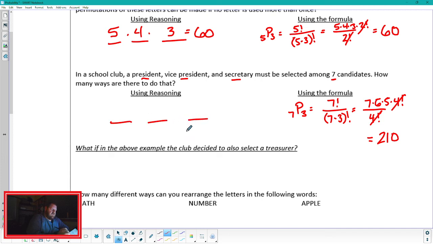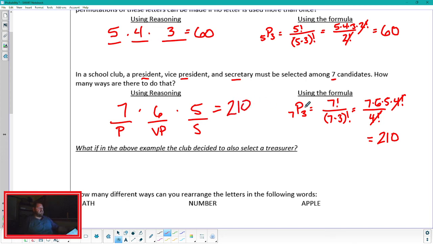Using just the counting principle or reasoning, the math works the same. I have 7 options for the president. For the vice president, I have 6 options left. And for the secretary, I have 5 options after that. And 7 times 6 times 5 gives me that 210.